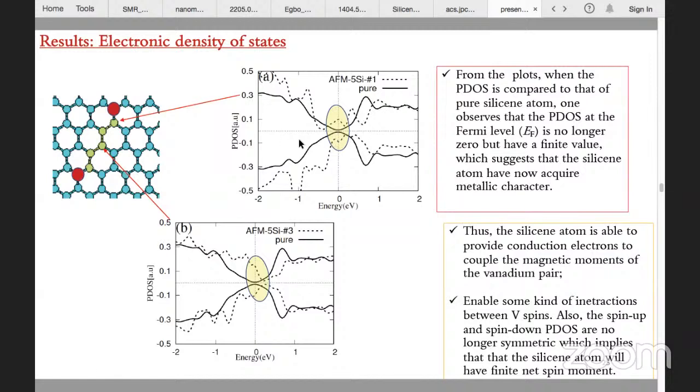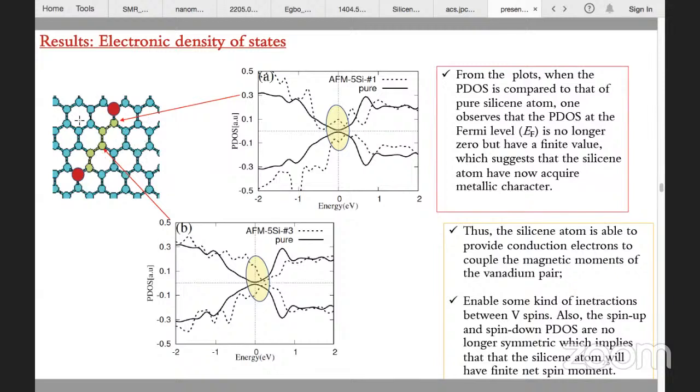Now, the solid line is for the silicon atom, and what we see clearly from here is that the intervening, if I may use that word, the intermediate silicon atom between the vanadium atoms now has a different density of state. Instead of 0, it has a finite value, which is indicative of the fact that these intervening atoms have now acquired some metallicity.